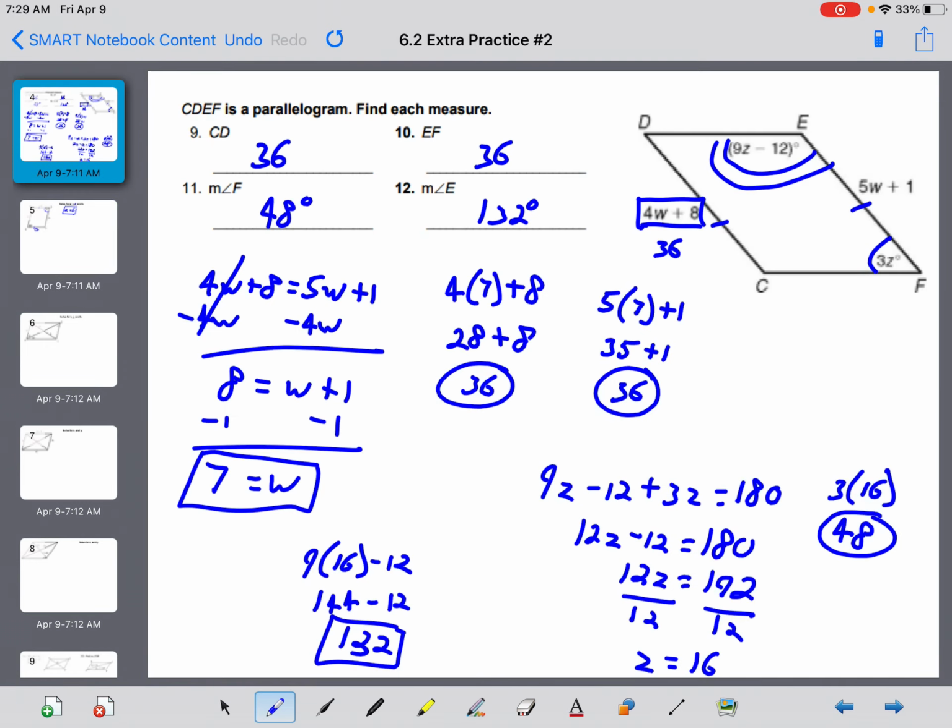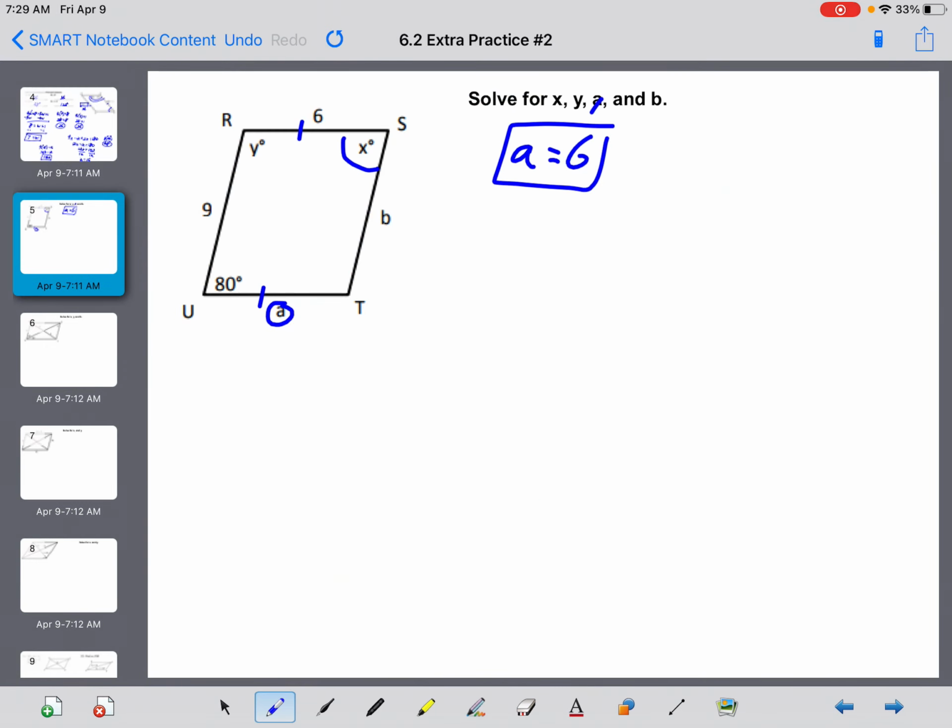X and angle U are going to be congruent. So x equals 80 degrees. X is done.